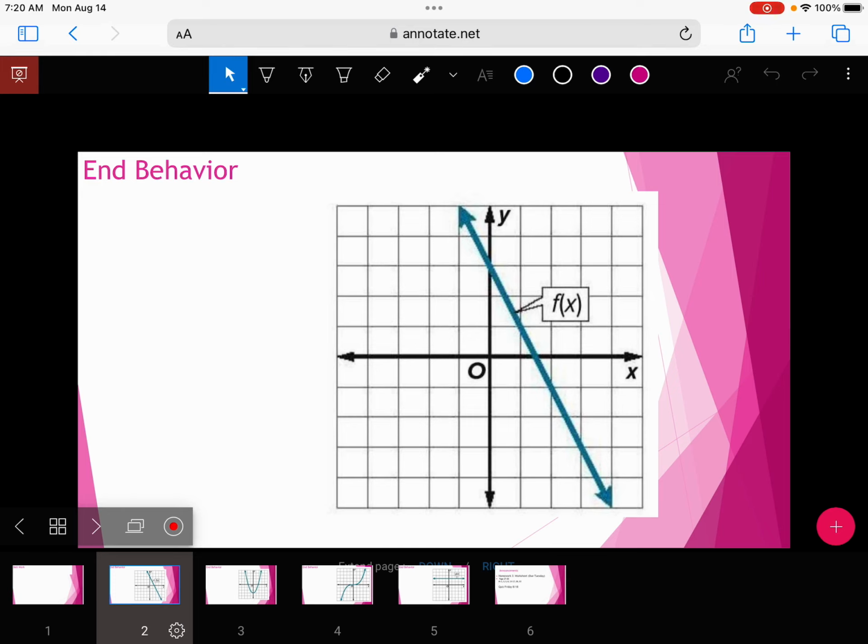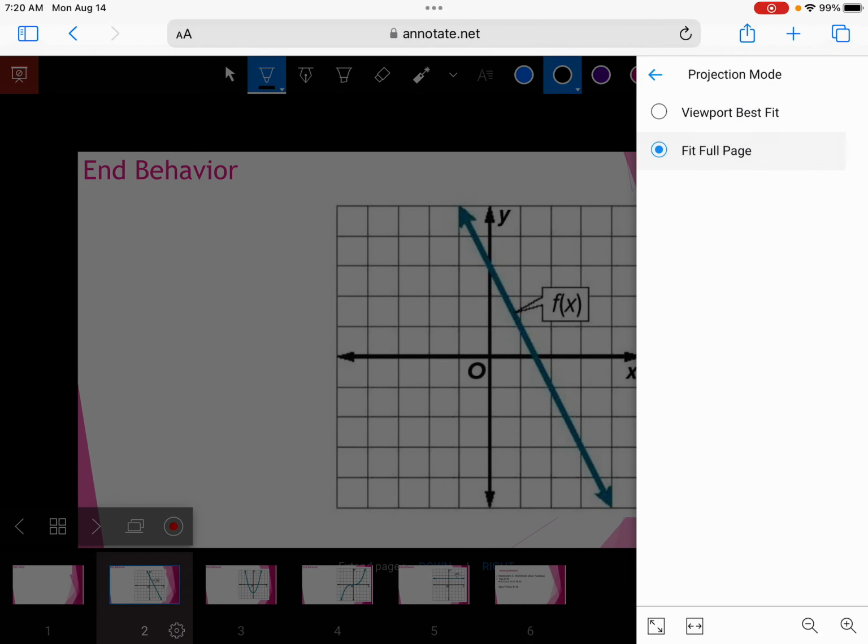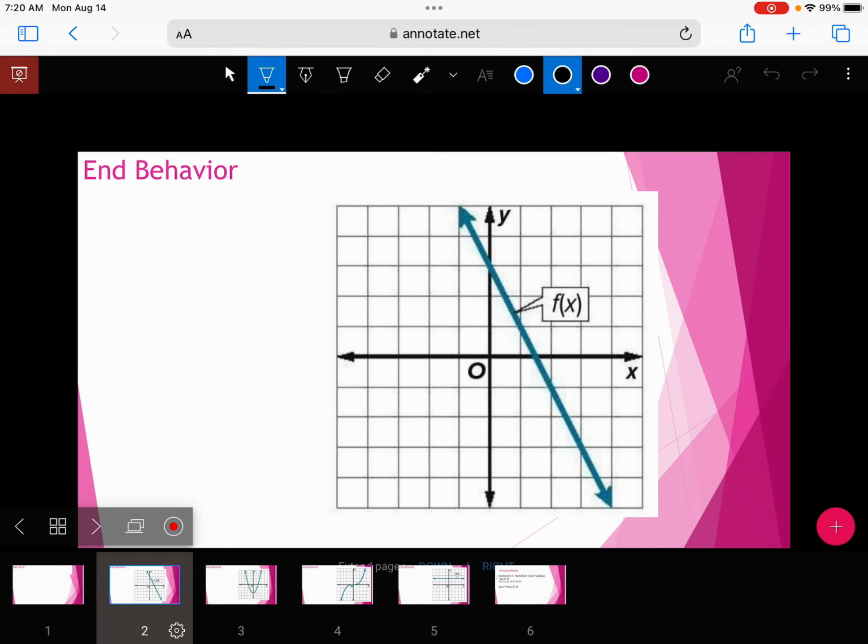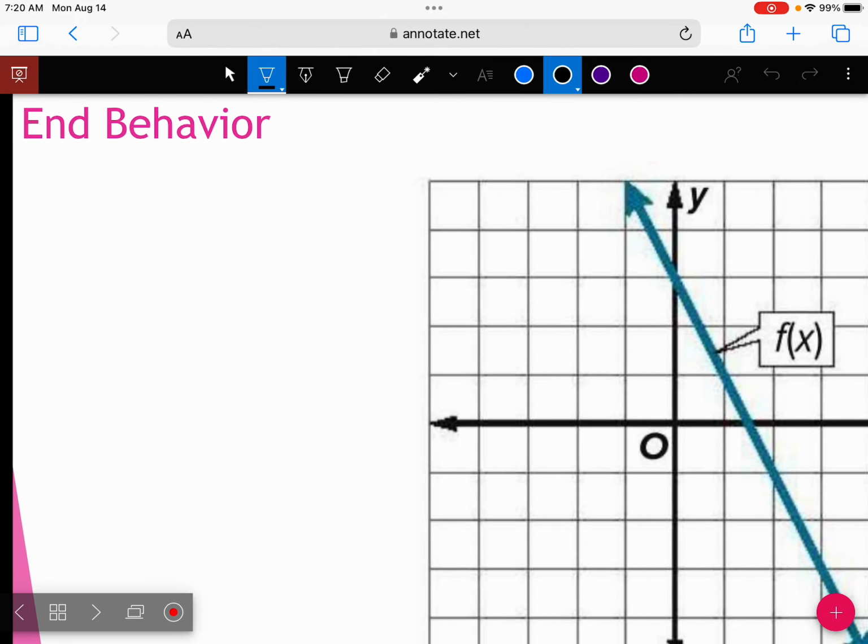What we're going to say is, on this guy, if we talk about the left arrow, we're going to say as x approaches, we're going to just draw a little arrow, negative infinity. I'm going to put a little colon or semicolon. Then we're going to say y approaches. And we're going to have to figure out which way it's going.